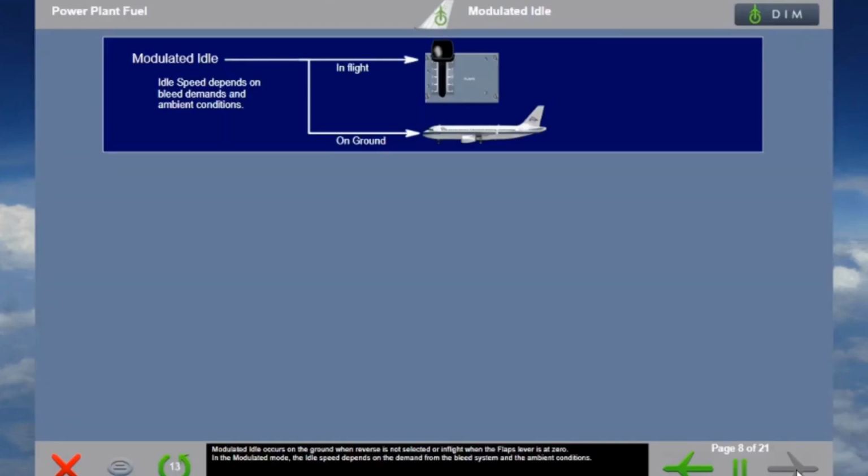Modulated idle occurs on the ground when reverse is not selected, or in flight when the flaps lever is at 0. In the modulated mode, the idle speed depends on the demand from the bleed system and the ambient conditions.